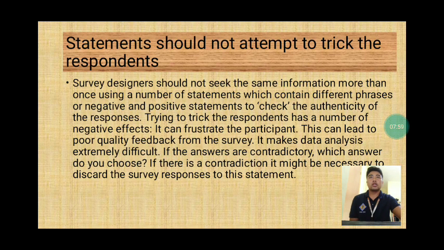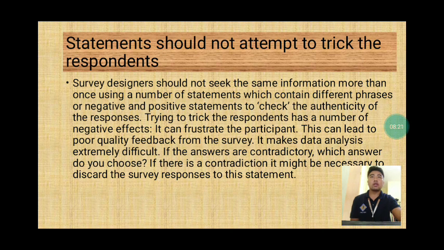Statements should not attempt to trick the respondent. Survey designers should not seek the same information more than once using a number of statements which contain different phrases or negative and positive statements to check the authenticity of the responses.